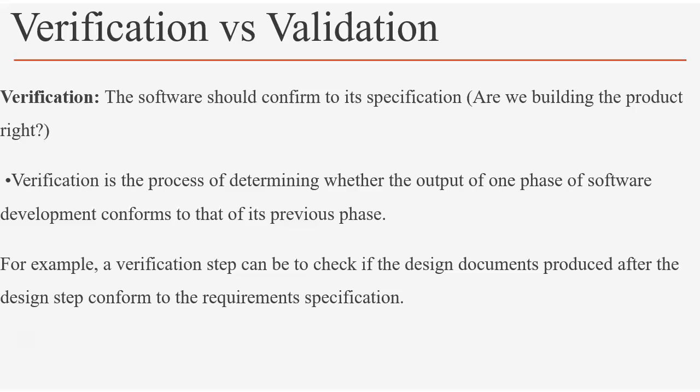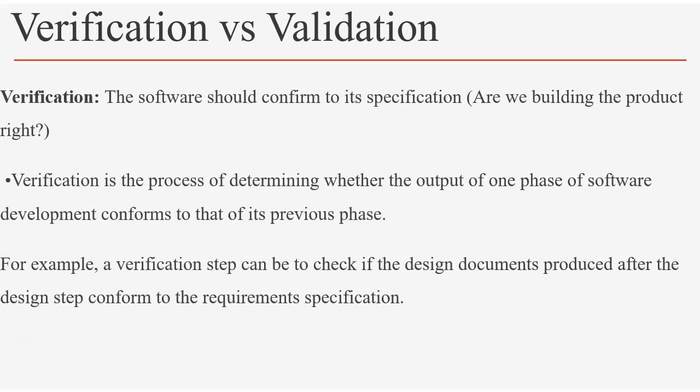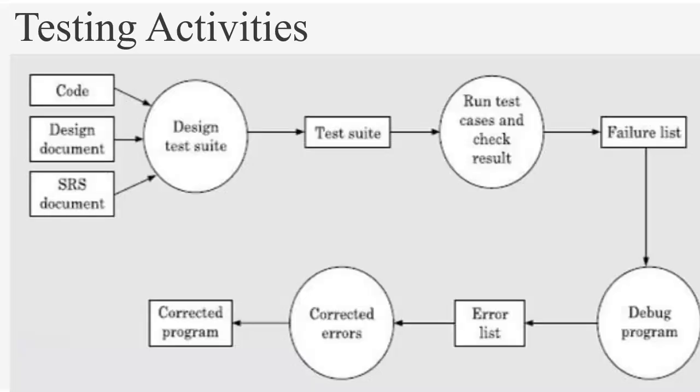Here the software should conform to its specification. Verification checks whether we are building the particular product in the right way according to the software requirement specification. When it comes to validation, we have to check whether the overall system is ready for the given requirement, whether it is producing all the required output or not. So the overall system checking is called validation, and checking step by step whether we are following the software requirement specification in a correct way is called verification.